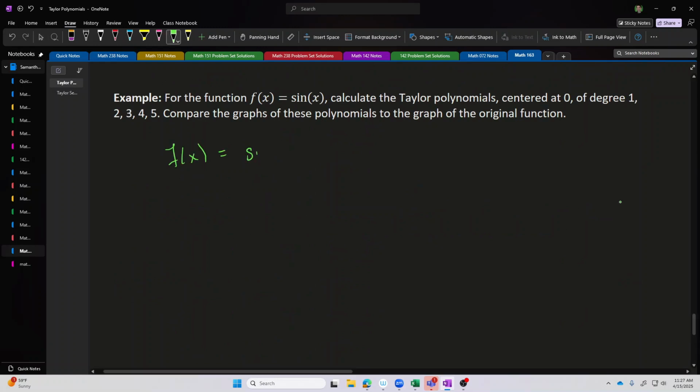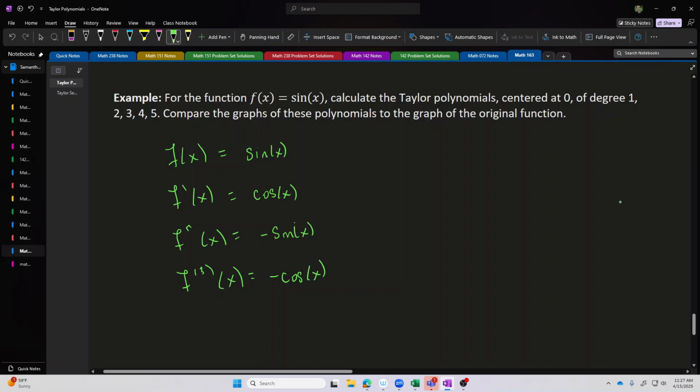If the original function is sine of x, then the first derivative would be cosine of x. The second derivative would be negative sine of x. The third derivative would be negative cosine. And then the fourth derivative would be back to sine. And then the fifth derivative would be back to cosine.